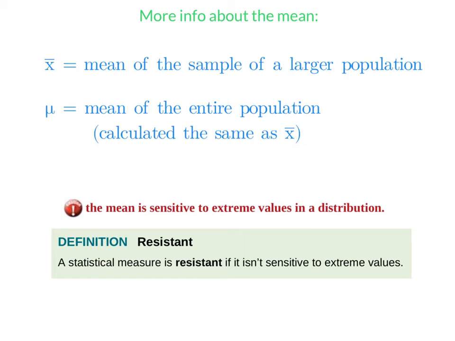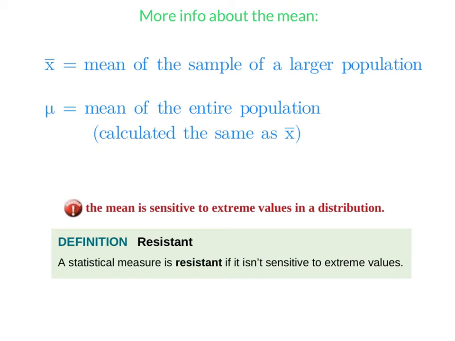A few more important pieces of information about the mean before we jump to the other measure of center. We've talked about X bar, which is actually the mean of a sample of a larger population. That larger population's mean or average is something that we call mu. That's a Greek letter spelled mu, pronounced mu, like the sound a cat makes. That's how it was explained to me many, many moons ago. That would be the mean or the average of the entire population. And you would calculate it the same as X bar. You'd add up all the values of that entire population and divide by the number of values in that entire population.